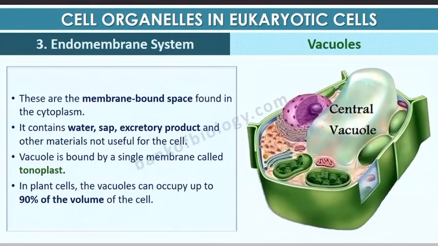And vacuoles, these are the membrane bound spaces found in the cytoplasm. They contain water, sap, and excretory products and other materials not useful for the cell. A vacuole is bound by a single membrane called the tonoplast. This is important. Many times in the exam this is asked: name the outer membrane of the vacuole. Tonoplast. Remember. In plant cells, the vacuoles can occupy up to 90% of the volume of the cell.